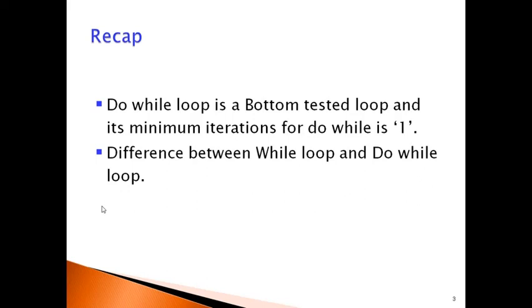Now, the difference between the while loop and do while loop. While loop is a pre-tested loop and the do while is the post-tested loop. We can also say while loop is the top tested loop and do while is the bottom tested loop. The minimum iterations for the while loop is 0. For the do while loop, the minimum iterations is 1.